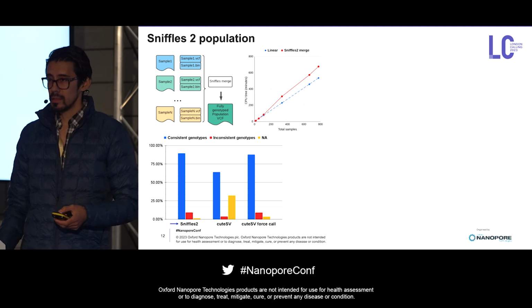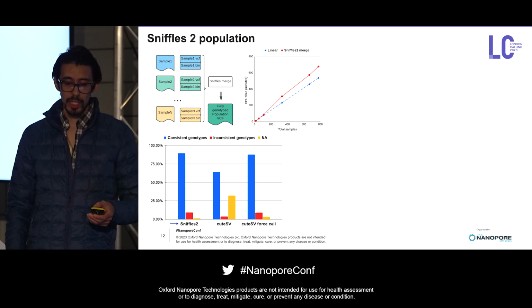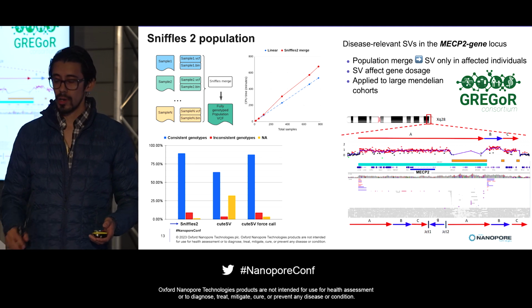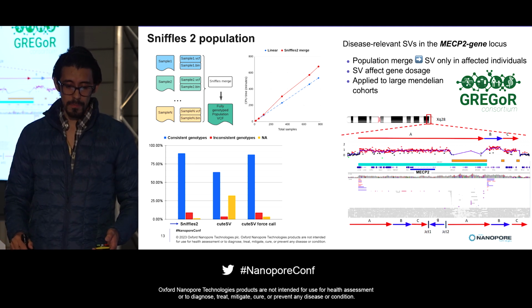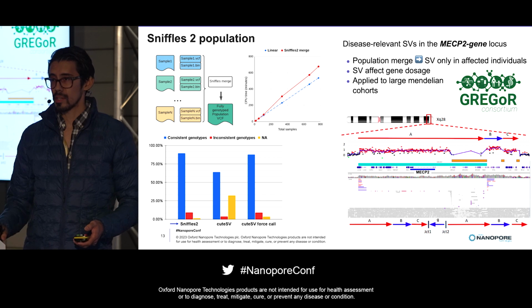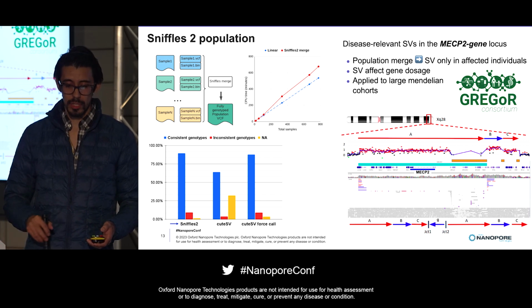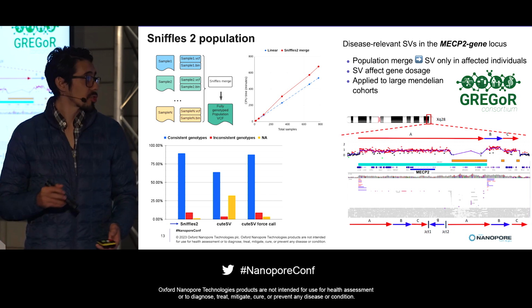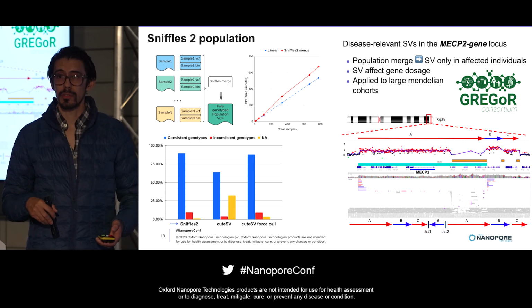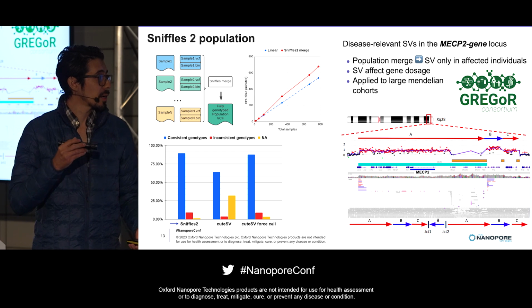So we applied this population merge to detect structural variants that were disease relevant in the MECP2 locus. We had a population of 31 individuals, some of which were affected, and we were able to detect structural variants that were unique for each of these individuals. And these structural variants mostly affected the gene dosage, which is important for this gene. This is one of such examples.